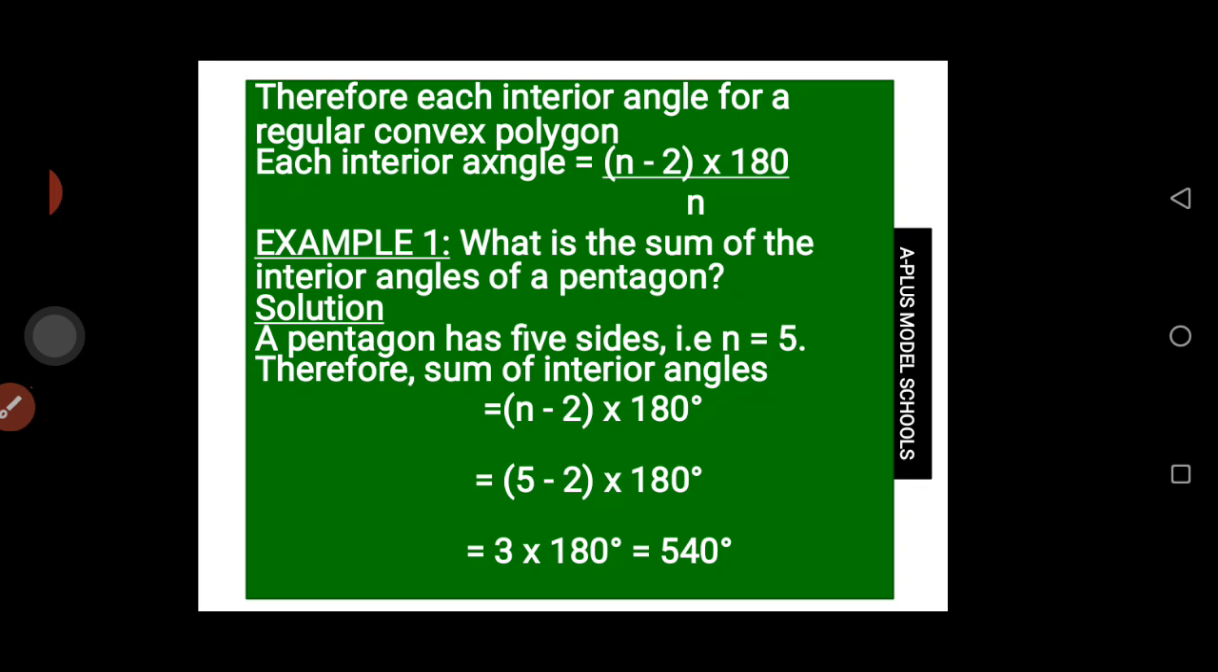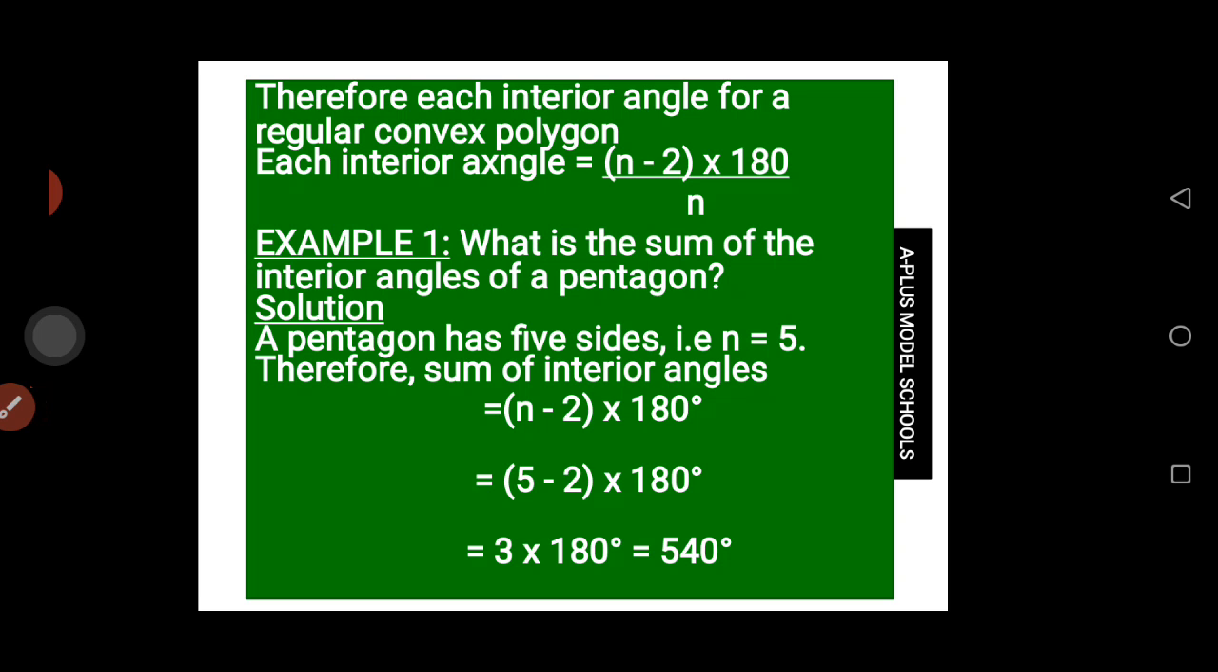So it means each of the angles in a quadrilateral is 90 degrees. So therefore, each interior angle for a regular convex polygon will be (n minus 2) times 180, which is still the same thing as the sum of angles in the polygon, then divided by the number of sides the polygon has. Now let's look at 2 examples here.